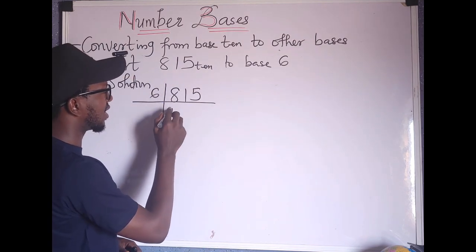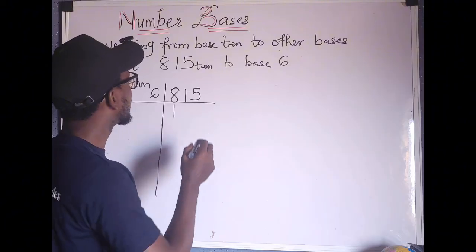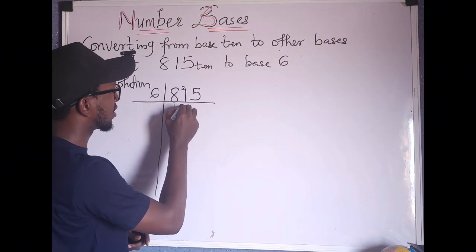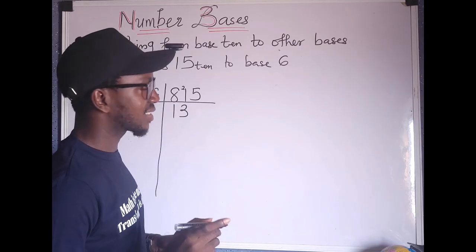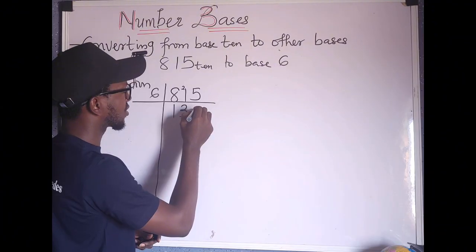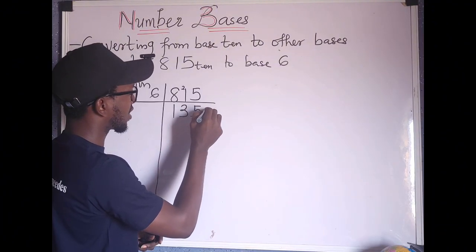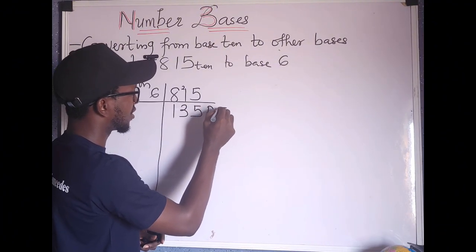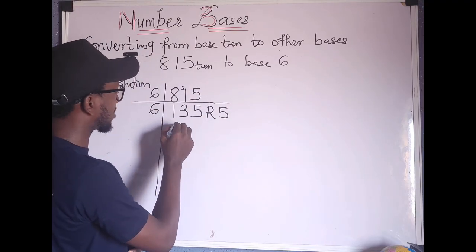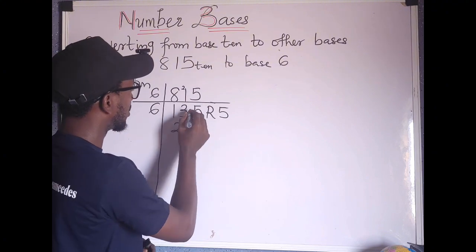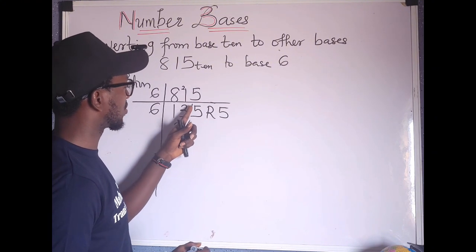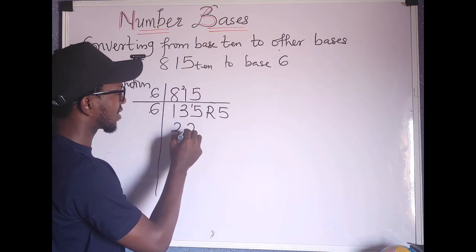Now 6 in 8, that is 1, remainder 2. 6 in 21, that's going to be 3. That's 18. That's remainder 3. In 35, that's going to give us 5. Remainder 5. All right, so we go again. 6 in 13 again, that is 2. Remainder 1. 6 in 13 is 2, that's 12. That's 2, remainder 1. In 15, that is still 2.